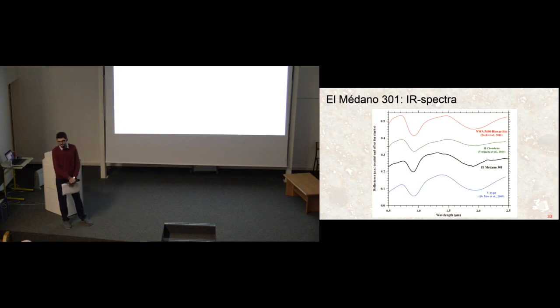Yeah, I think there is a bit of a logical problem here, because if you argue that Howardites come from Vesta and B-type asteroids, Medanos from level 1, which is quite different, these meteorites cannot come from the B-types.